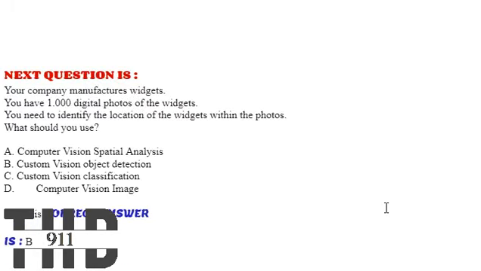Our next question is, your company manufactures widgets. You have 1000 digital photos of the widgets. You need to identify the location of the widgets within the photos. What should you use? Option A, computer vision spatial analysis. Option B, custom vision object detection. Option C, custom vision classification. Option D, custom vision image analysis. The correct answer is option B.